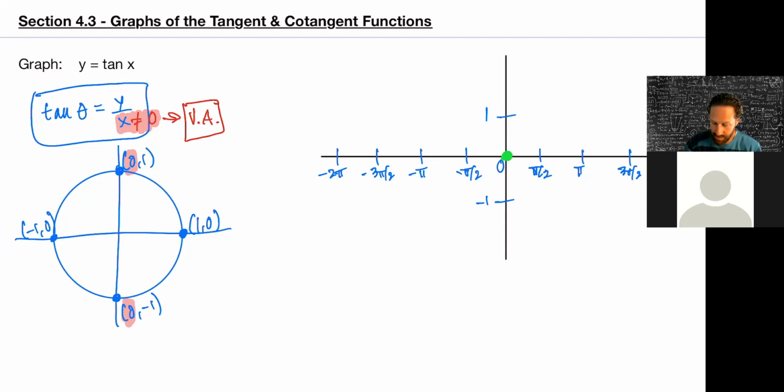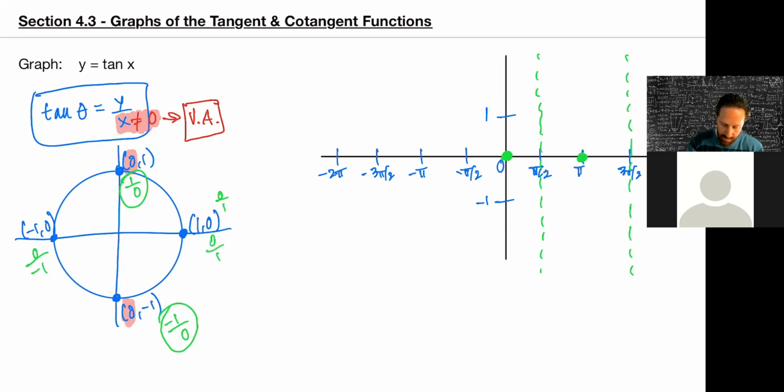And that's nice because I know that this is going to be a 1 over 0, which means vertical asymptote. This would be a 0 over negative 1, which is 0. Then this is going to be a negative 1 over 0, again undefined. And back around would be 0 over 1 again for my y over my x. Now what if I went in the opposite direction or negative direction? Well, going down to negative pi over 2 would yield my undefined, and you can see the pattern.